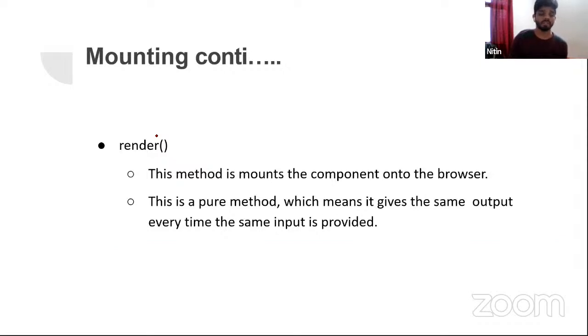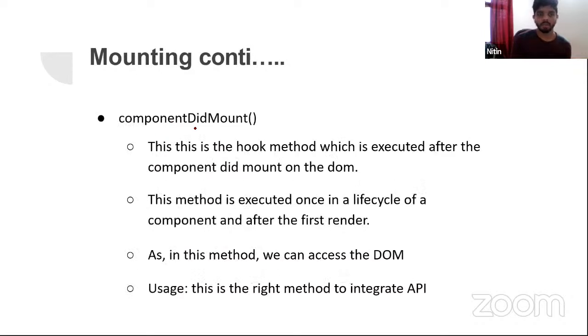Now the render function. This is a basic function that renders everything on our component, and it is a pure method. In JavaScript, a pure method is one where whenever you give the same input, it will always produce the same output. Okay. So it's just a pure method.